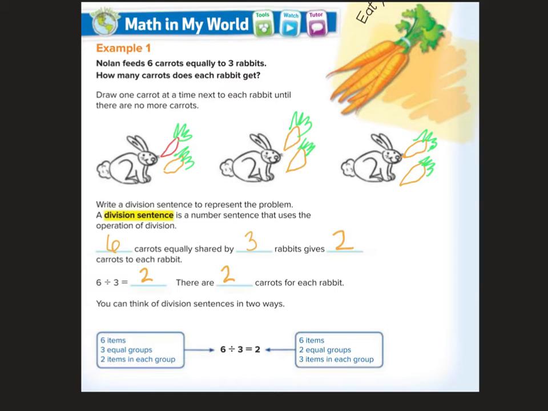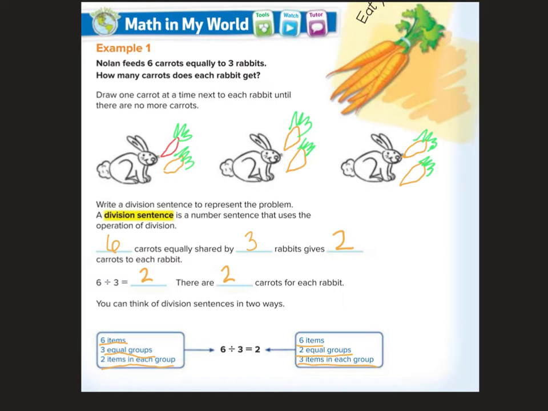You can think of division sentences in 2 ways. Here, 6 items into 3 equal groups equals 2 items in each group. Or 6 items into 2 equal groups equals 3 items in each group. So those are 2 ways we can think of it.